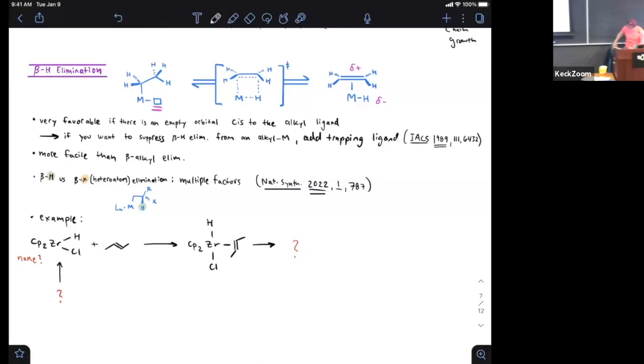Beta hydride elimination now is the microscopic reverse of hydrometallation, or 1,2 migratory insertion with the hydride ligand. The key point, as we just saw in this example, is the presence of an open coordination site that allows formation of the agostic intermediate through this three center two electron species. And intrinsically, this process is reversible.